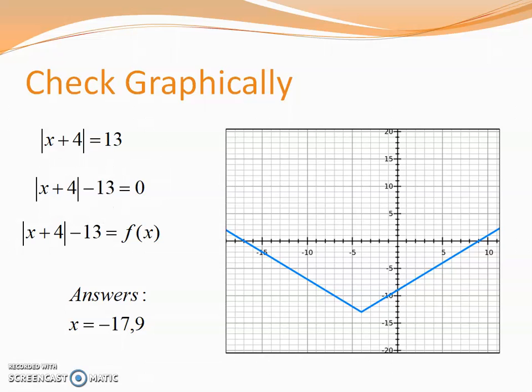I move that 13 over to the other side so that I can substitute my f of x in, if I graph this function here, you can see one of our answers is at negative 17, our x-intercept. The other answer is at 9. Okay? So based on the shape of that function, the fact that it's a v, it's going to give you two answers.